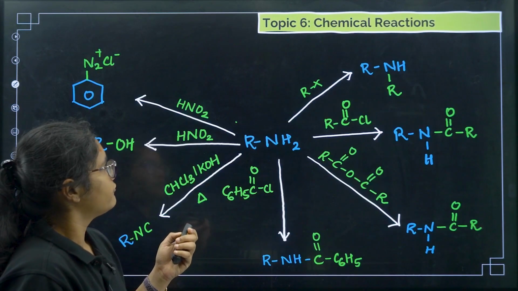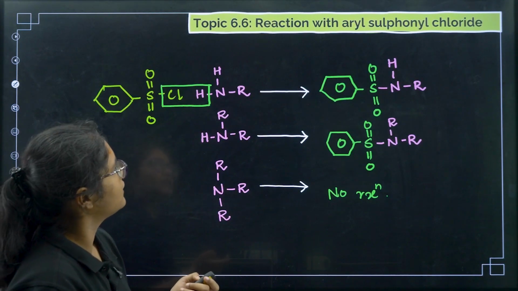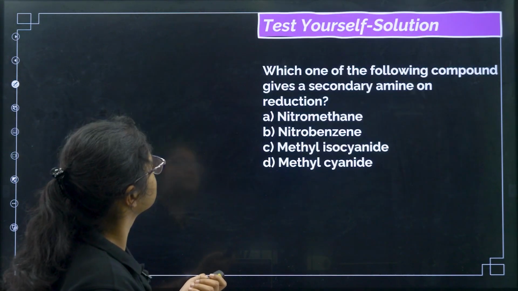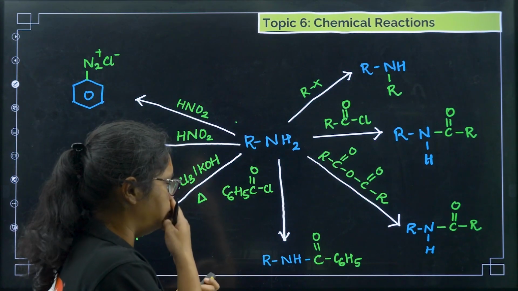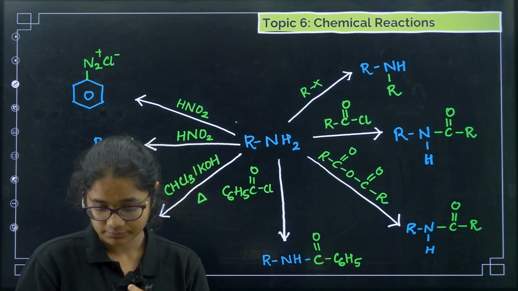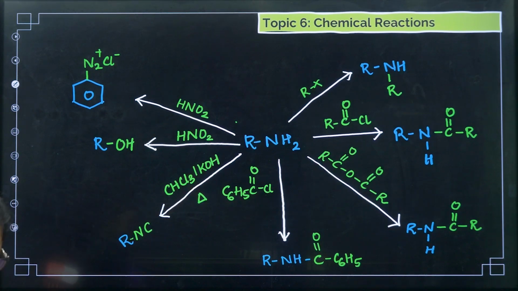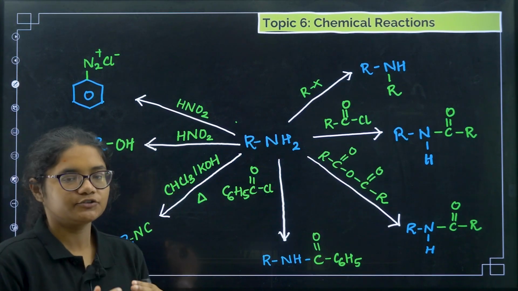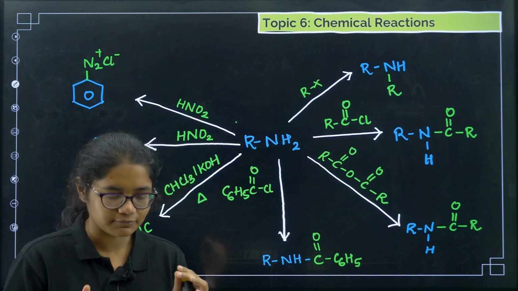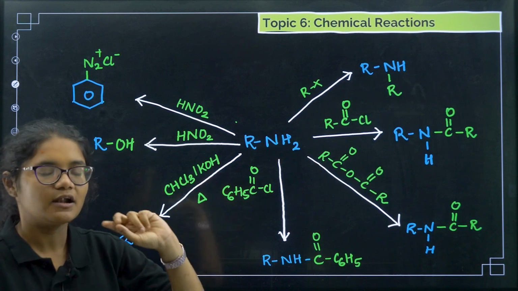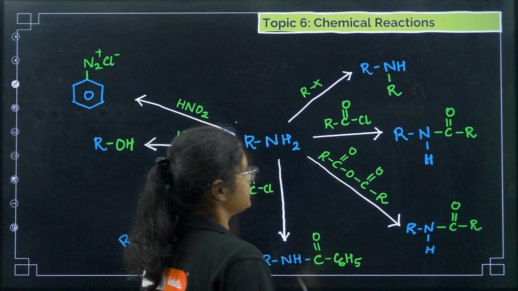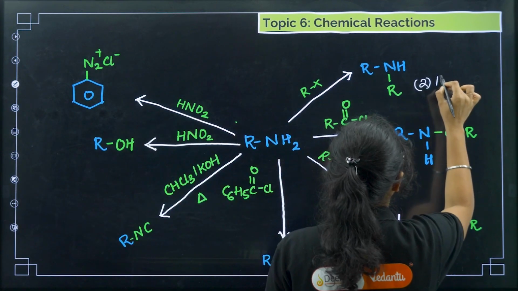Okay, fine. Now talking about the chemical reactions of amines. We have told you there were 7 chemical reactions, right? First one was the basic nature that we have discussed. Now the second chemical reaction was your alkylation. So this is your second one, that is alkylation.